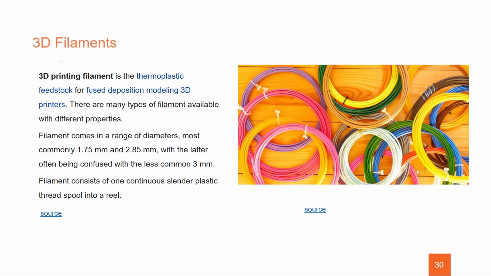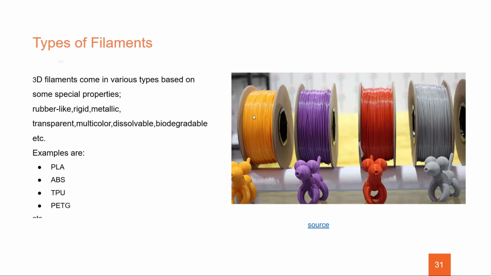They come in various colors and properties. Some have metallic properties, some have properties of rubber, wood, silk, nylon, and the likes. They also have their own various heating temperatures. So let's look at the types of filaments. As I said, they come in various types. We have special properties: rubber-like, rigid, metallic, transparent, multicolor, dissolvable, and biodegradable.